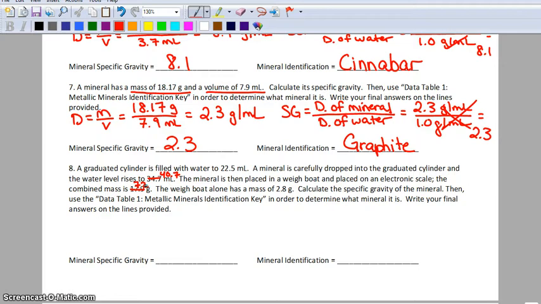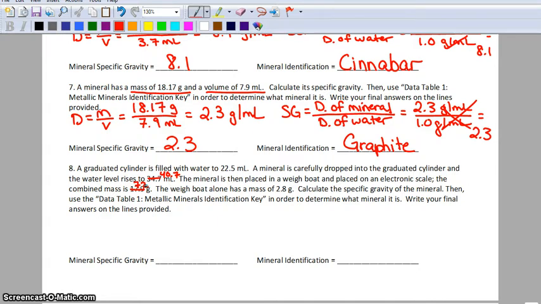All right, calculate the specific gravity of the mineral. Then use the data table, metallic minerals identification key in order to determine what the mineral is. Write your answers on the final lines. That should look familiar by now. This has many steps to it. We need to subtract to find the volume. We need to subtract to find the mass. Then we have to find the density, then the specific gravity. So let's start in the beginning.